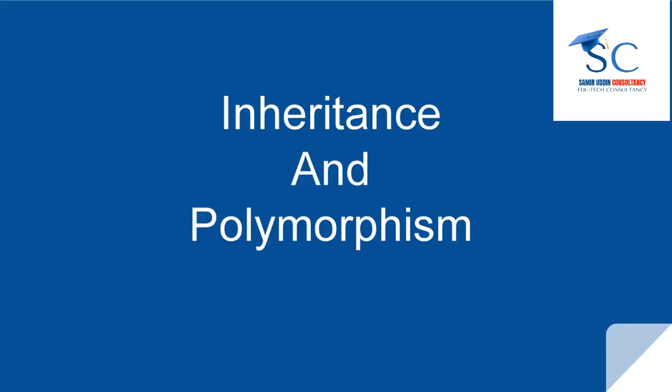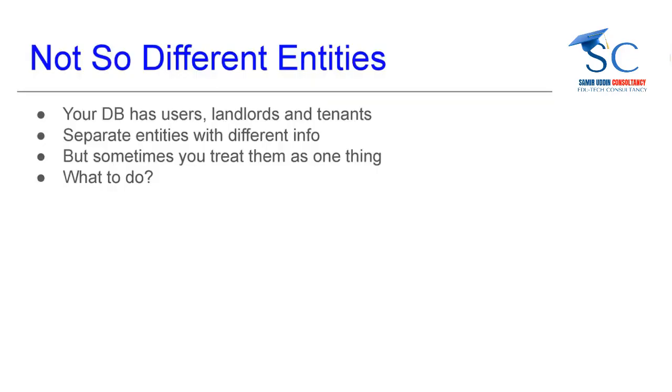Let's move on. Inheritance and polymorphism. There is really no time to finish this topic, I suspect, but let's start anyway. First of all, a problem that occurs sometimes with relational databases is when you have different entities which are not so different. So for example, your database may have users and landlords and tenants, and they are separate entities with different information, but sometimes you also want to treat them as a single entity.